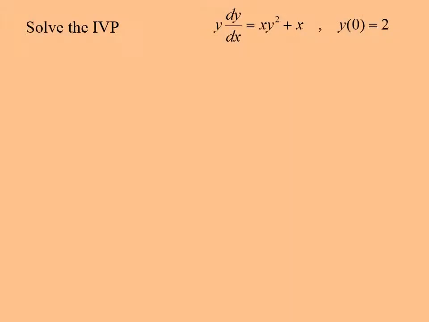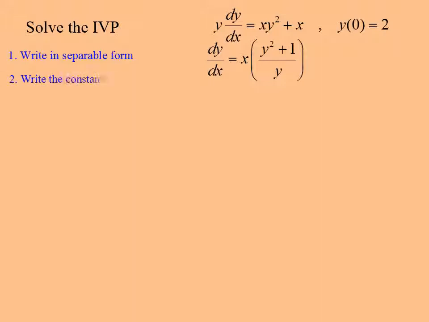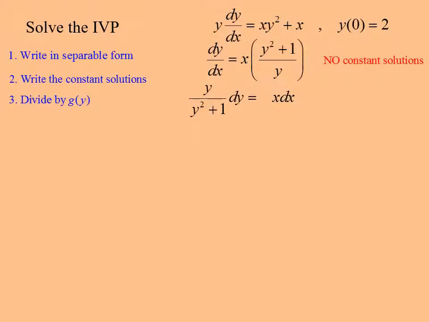And we wanted to begin by dividing both sides by y, and we'll go ahead and factor the right-hand side. So that's an x times y squared plus 1 divided by y, and that's in separable form. We want to move the y squared plus 1 divided by y to the other side, which means we need to flip it over. And then integrate both sides. The right-hand side is pretty easy. The integral of x dx is x squared over 2.